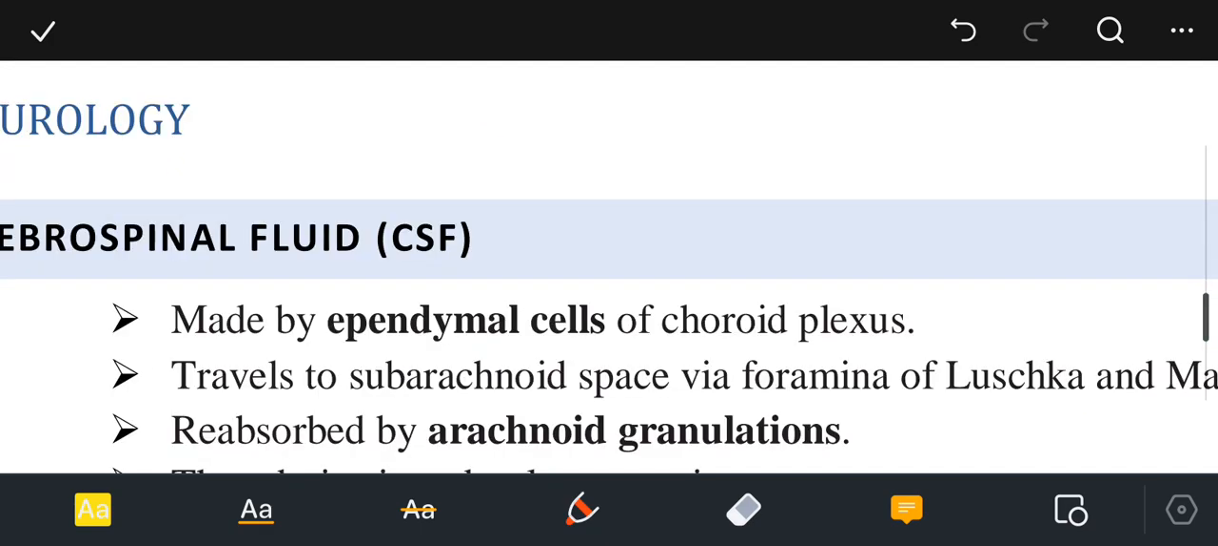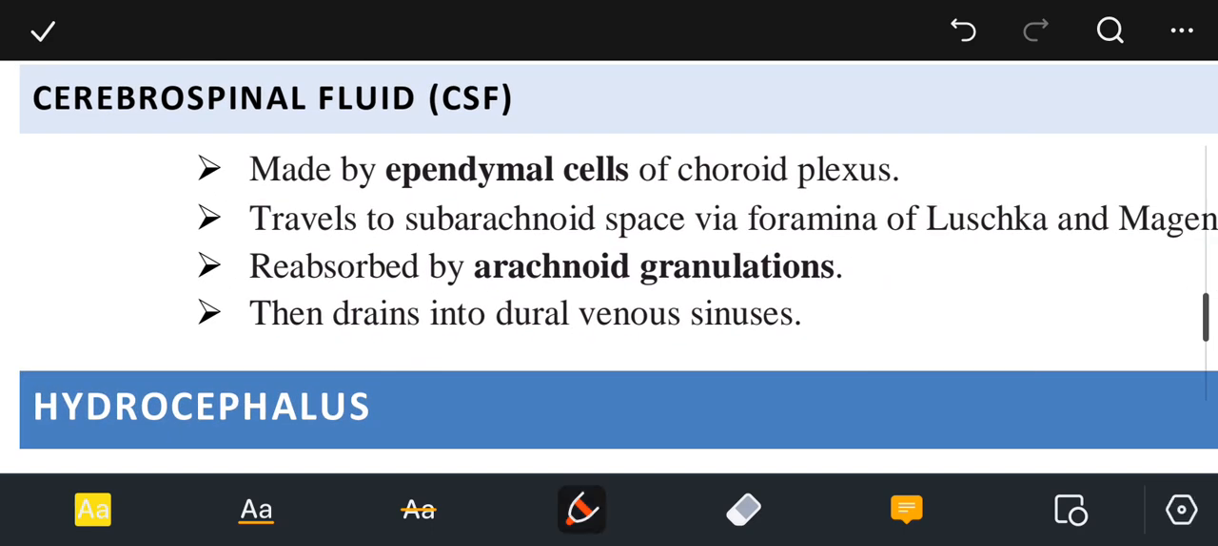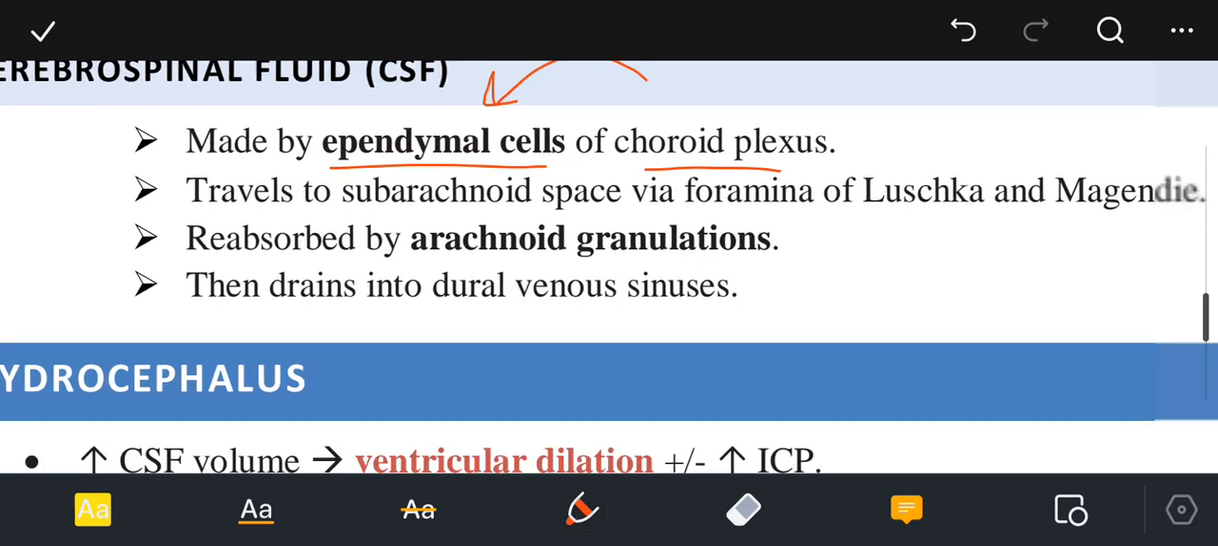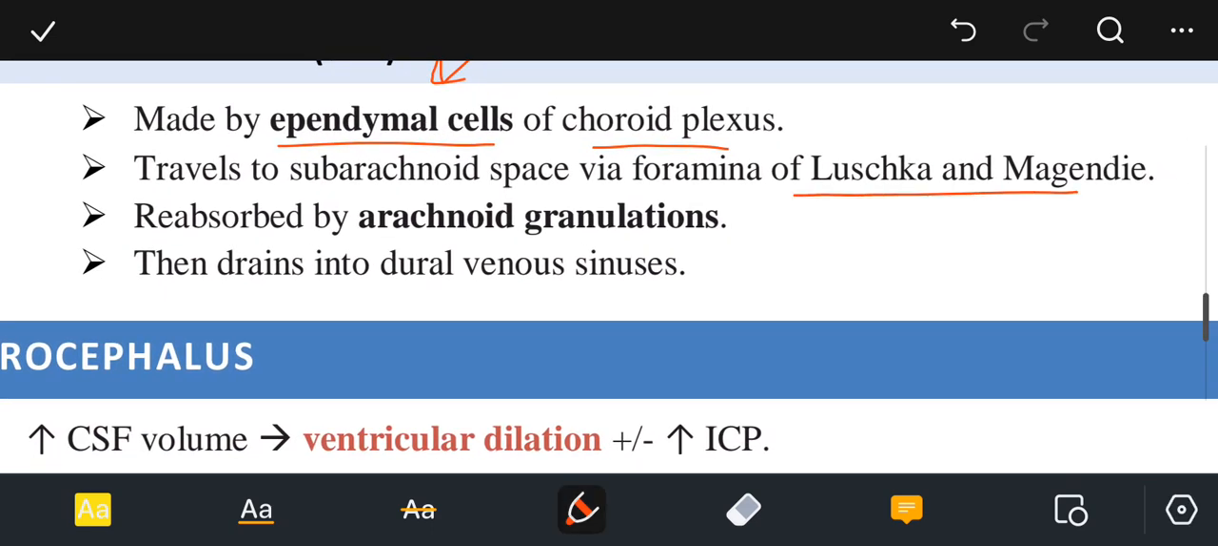Okay, cerebrospinal fluid is made by the ependymal cells. Ependymal cells are the glial cells of the choroid plexus. The fluid travels to the subarachnoid space via the foramina of Luschka and Magendie. It is reabsorbed by the arachnoid granulations, then drains into the dural venous sinuses.